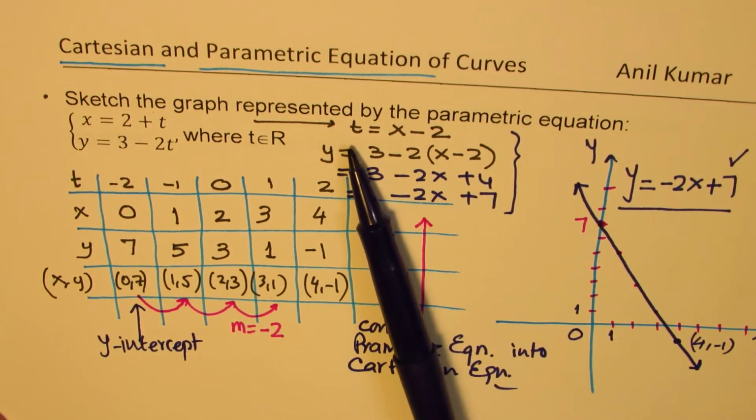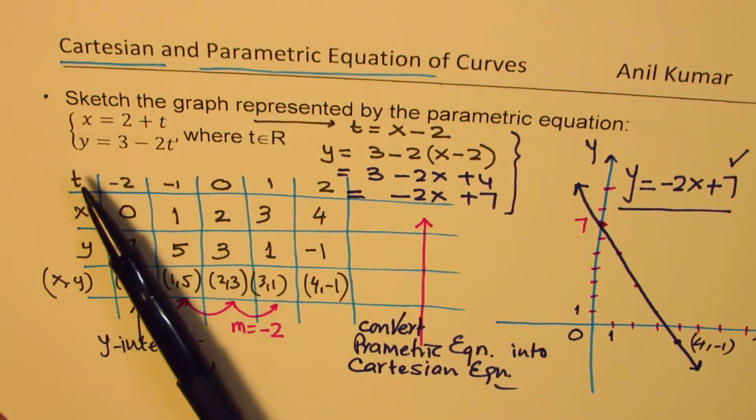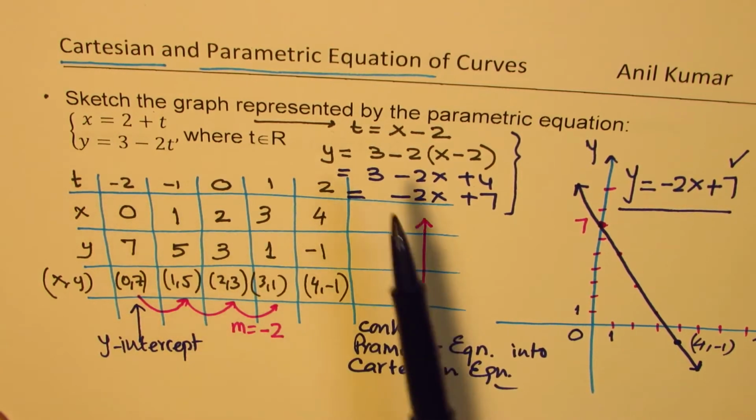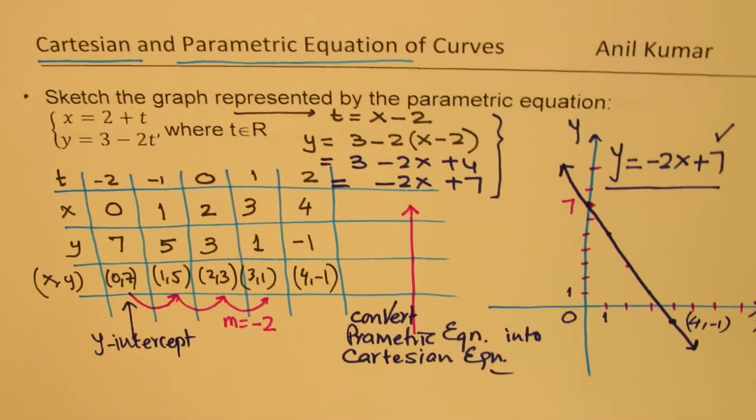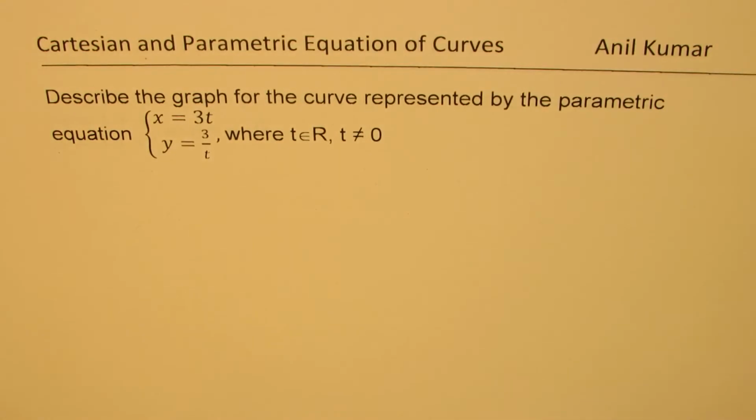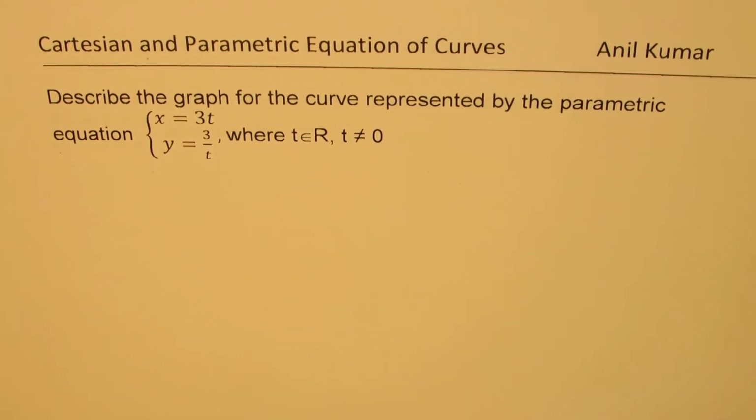Here we isolated t and then substituted to get an equation in the form of y equals mx plus b, which represents a line for us. Is that clear? Now with this in mind, I'd like you to make an attempt to find out what kind of graph this parametric equation represents. So you can now pause the video, answer, and then look into my suggestions.